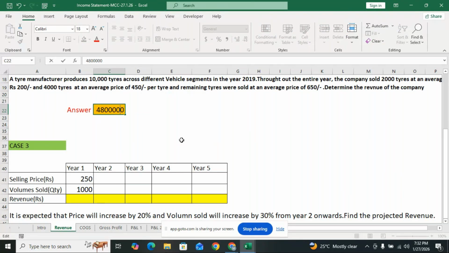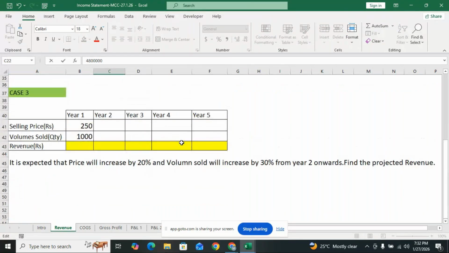Thank you, ma'am. Now case 3, I think I've explained you. Now we have an increase in the price and increase in the volume from year 2 onwards. So as per you, how the computation would be done for year 2 onwards? I want the increased selling price and the increased volume. So how should I compute this for year 2 and onwards? Add 20%. Select the B41 cell and plus 20%. So as per you, I have to do equals to B41, then plus 20%. Yes, ma'am.